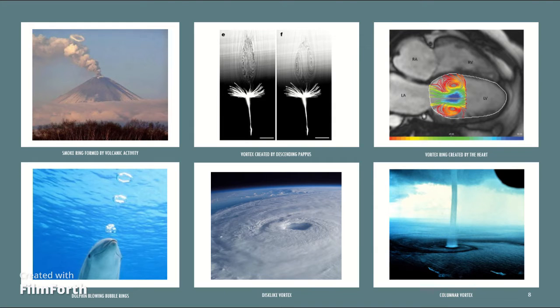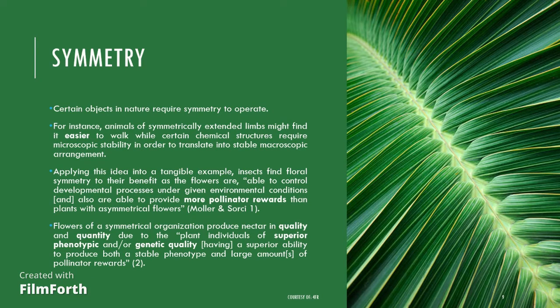Certain objects in nature require symmetry to operate. Flowers of a symmetrical organization produce nectar in quality and quantity due to the plant individuals of superior phenotypic and/or genetic quality having a superior ability to produce both a stable phenotype and large amounts of pollinator rewards.